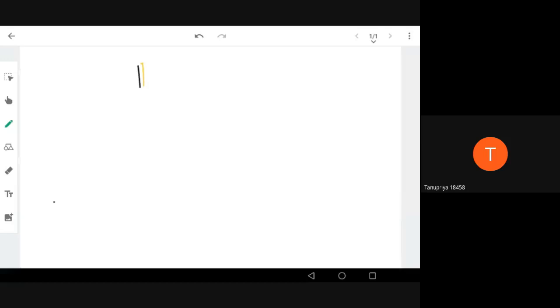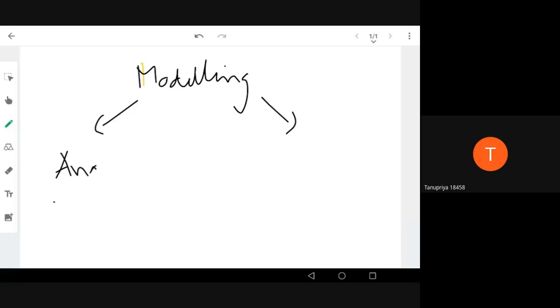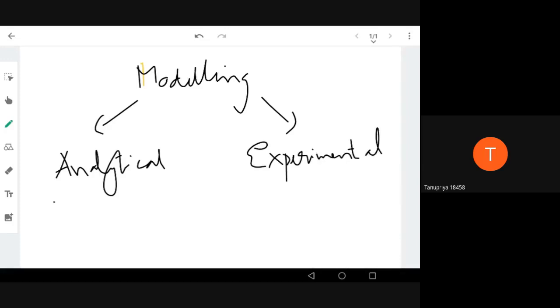Okay. So we have discussed modeling. There are two kinds of modeling. What is analytical modeling, and experimental modeling? Experimental modeling. Okay. So analytical modeling means using mathematical equations.